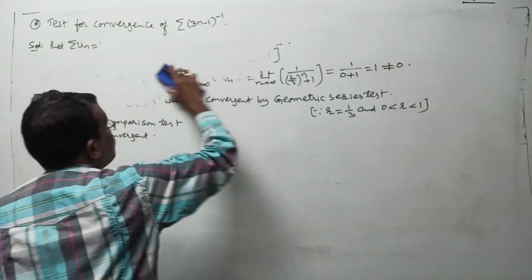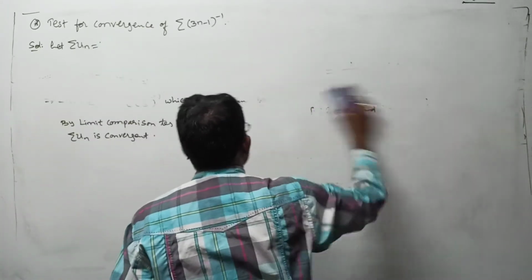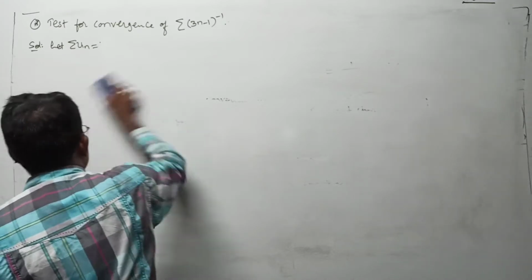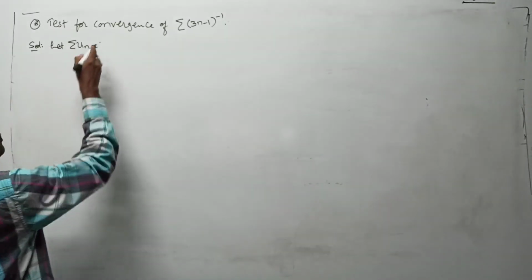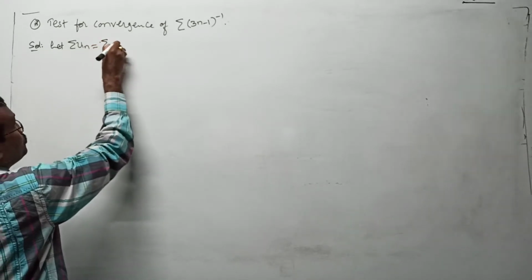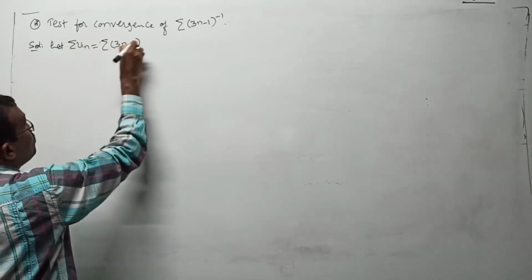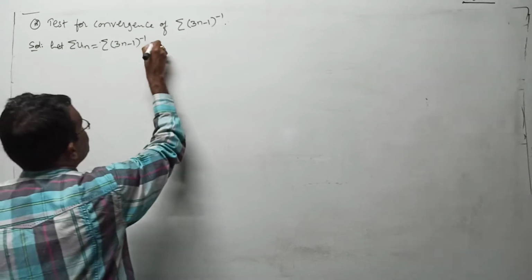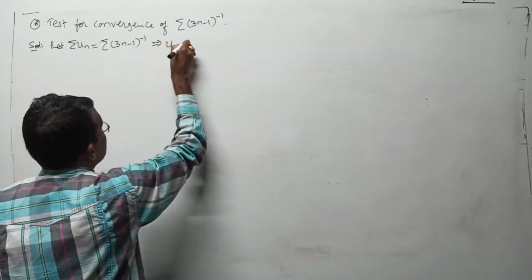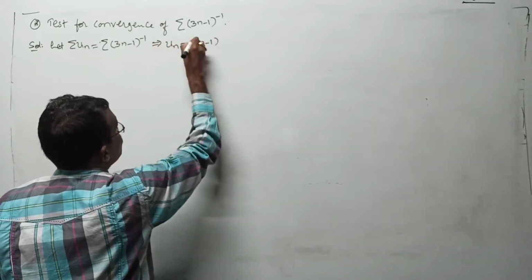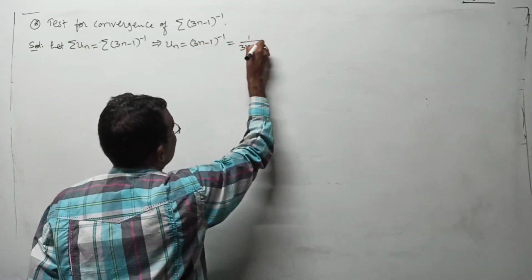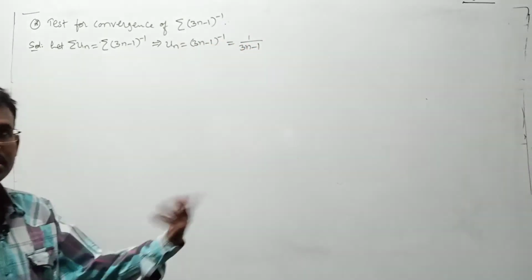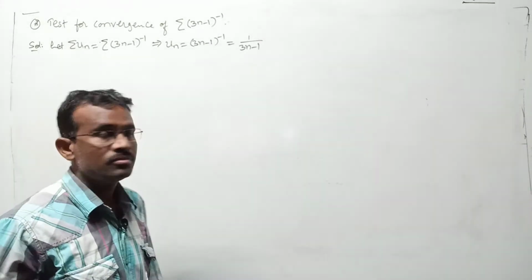Take your given series as your given question. I mean, sigma Un you can take as the given question. Let sigma Un be sigma (3n minus 1) whole to the power of minus 1. This implies Un is (3n minus 1) whole inverse, which we can write as 1 by (3n minus 1). Yes, x inverse means 1 by x, like that we proceed.